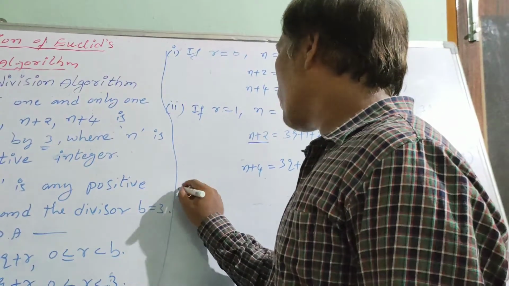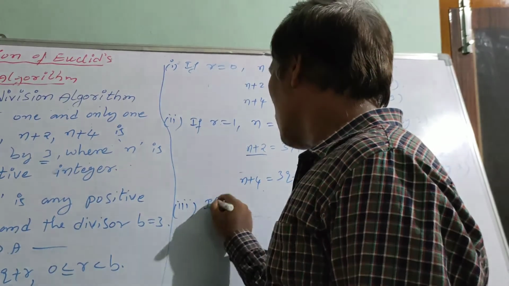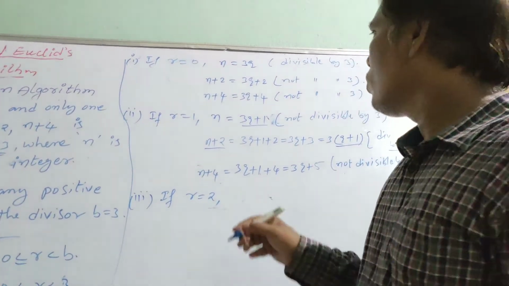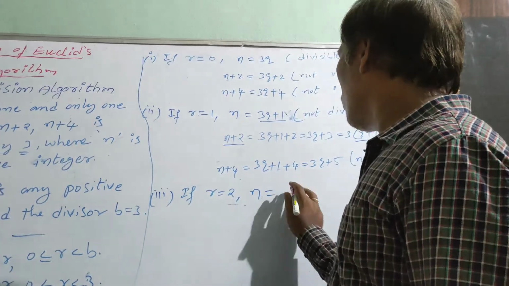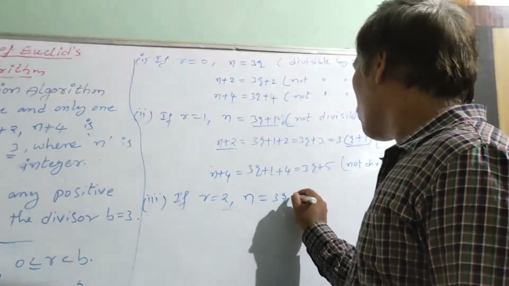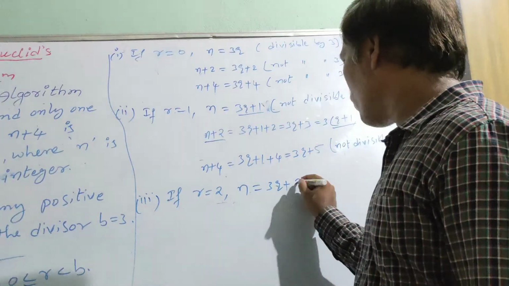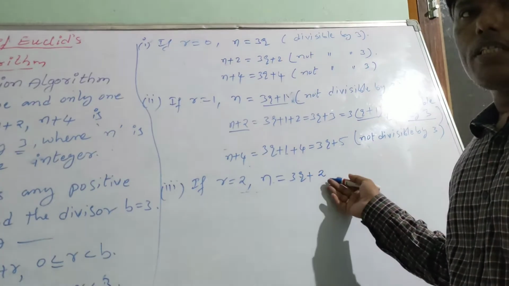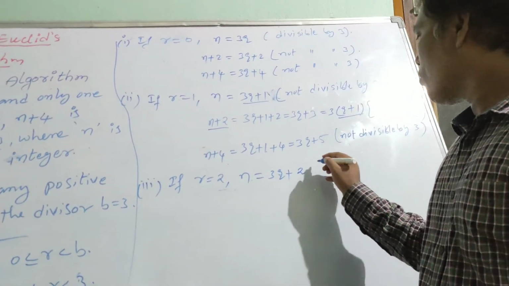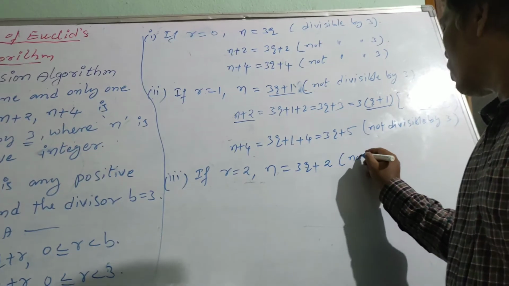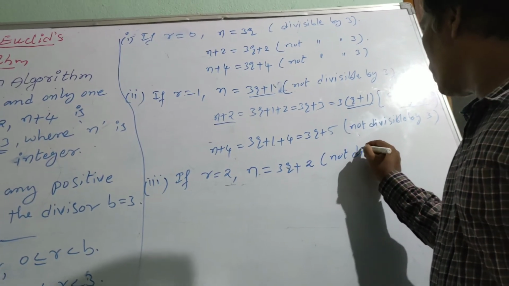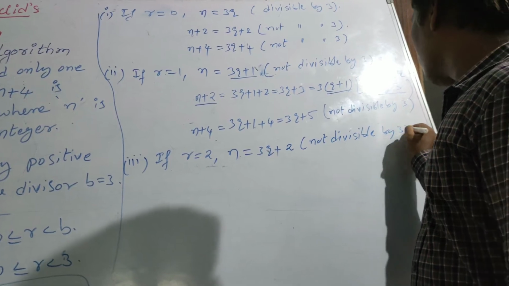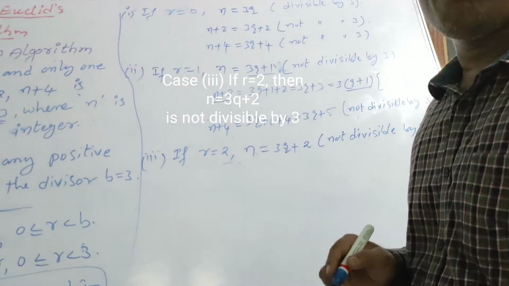So last and final case, if remainder is equal to 2, then n is equal to 3q plus r, remainder is 2, so we get 3q plus 2. Is it divisible by 3? Can we take 3 common here? We cannot take 3 common. So it is not divisible by 3. n is not divisible by 3.